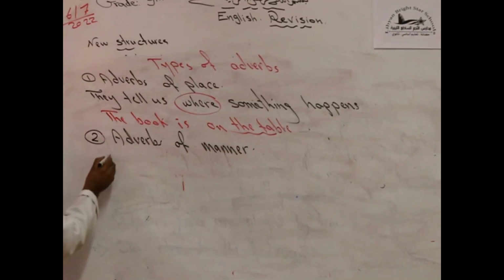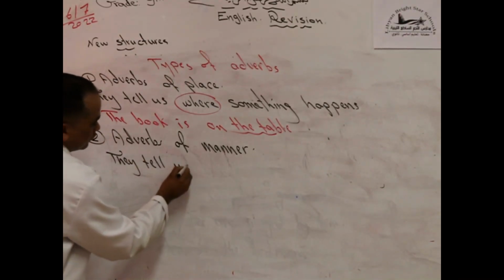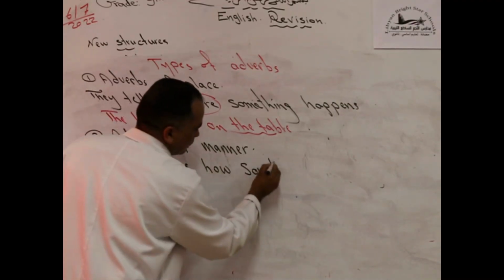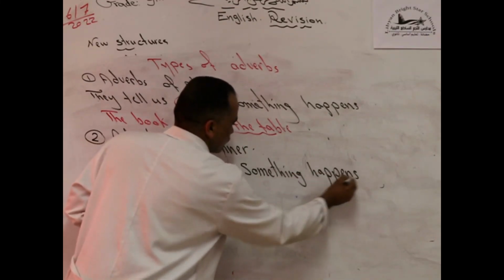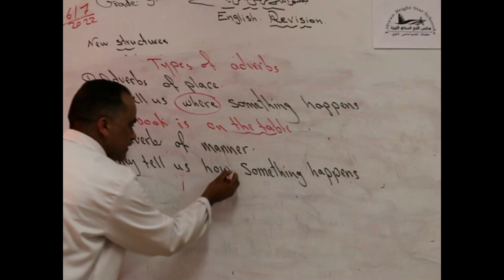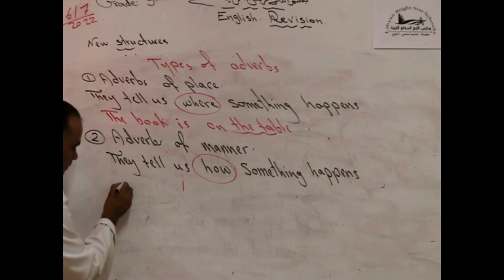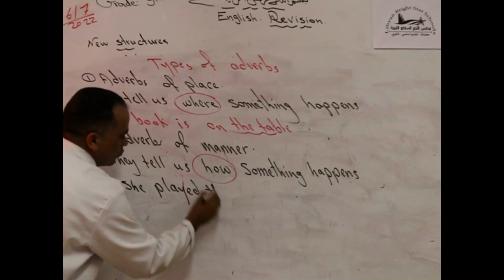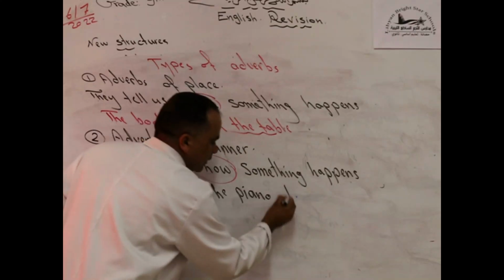Adverbs of manner, they tell us how something happens. We use the adverbs of manner to answer a question which starts with how. For example, how did she play the piano? She played the piano happily.